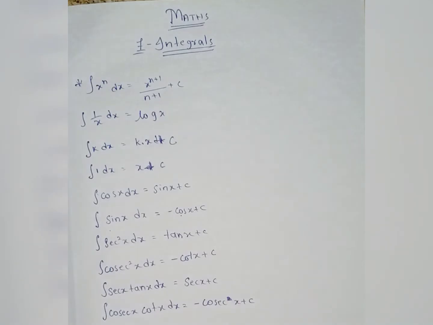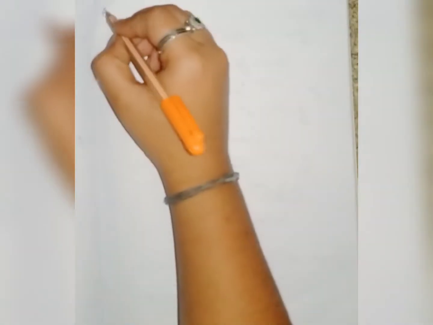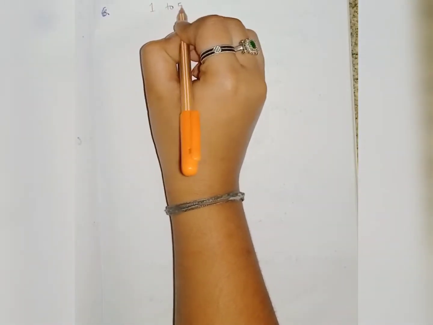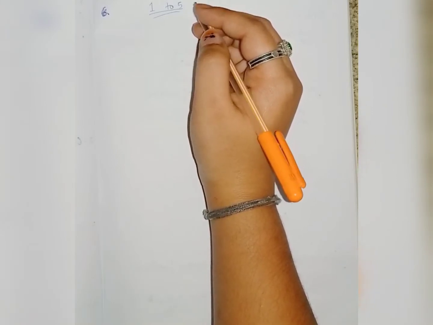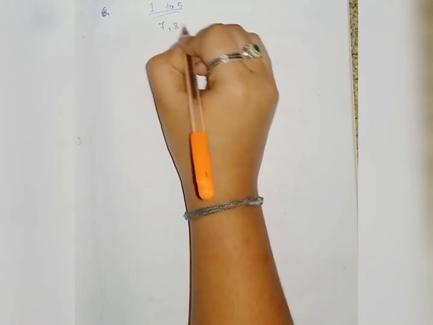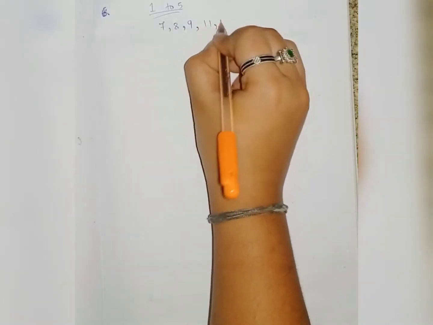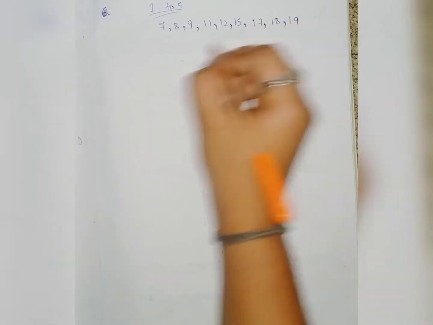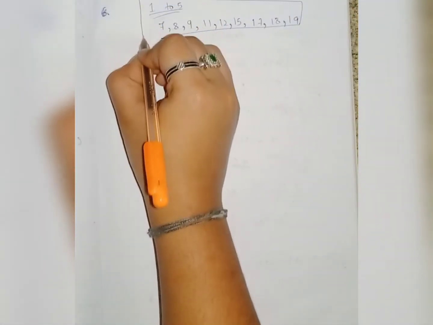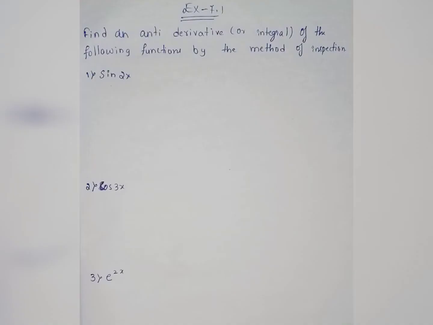These are the formula list which we have to keep in our mind before going on to exercise 7.1. And if we see the important questions of this exercise 7.1, the first 1 to 5 problems are all important for 1 marker, and then from 6 to 20, the 7th question, 8th question, 9, 11, 12, 15, 17, 18, 19 are the important questions of exercise 7.1. Okay, let's start with exercise 7.1.